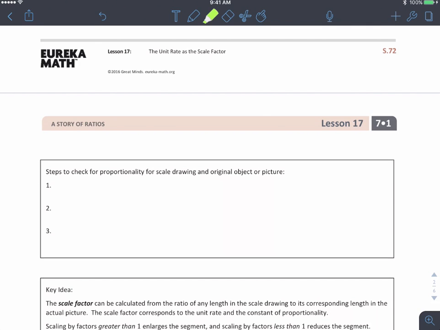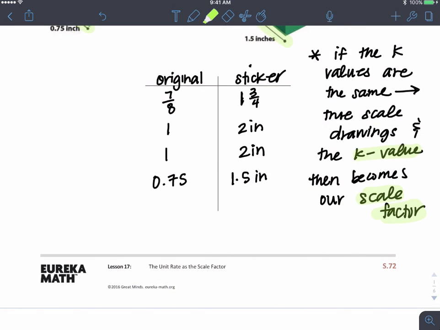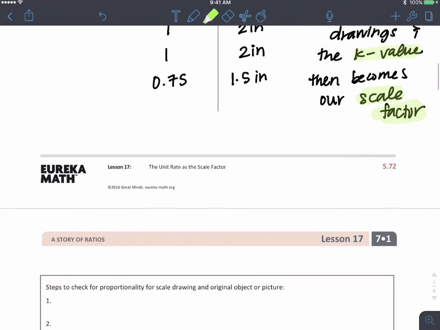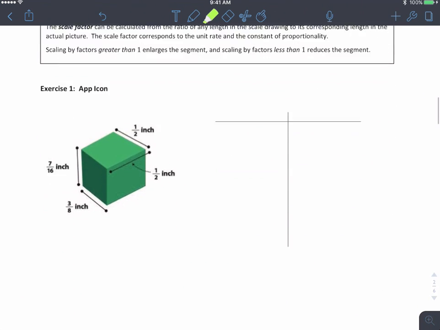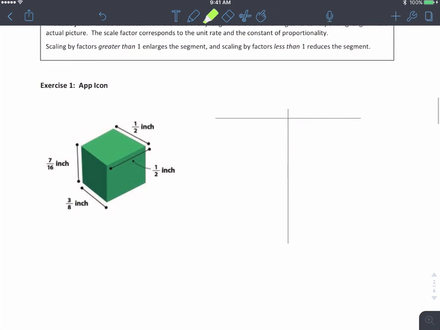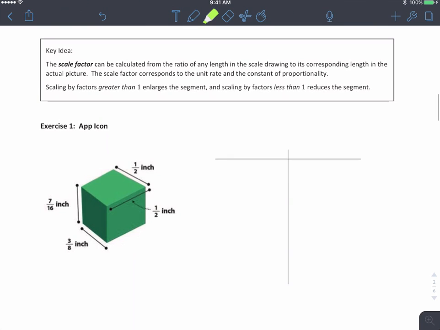I want you to write out a plan for steps to check for proportionality for a scale drawing of an original object or picture. Again, you're just looking to see, is the original column proportional to the sticker column? And you know how to do that. So go ahead and write that out. I'll let you do that on your own.